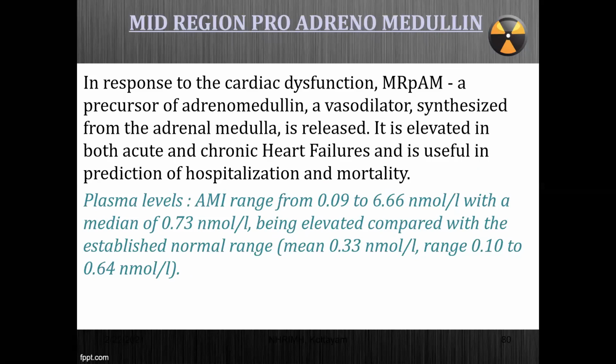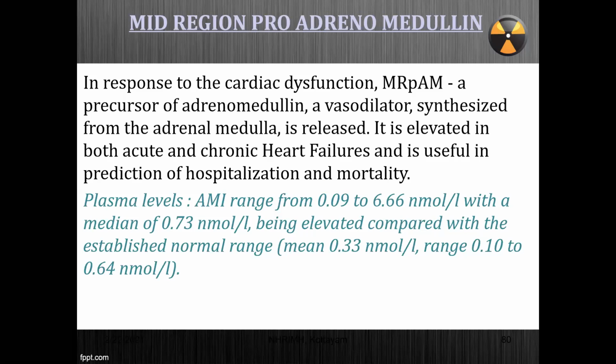Next, mid-region proadrenomedullin. Pro means just before the adrenomedulla releases the hormone. In between the formation or release of that hormone, this is released. When this is released, it indicates that not only is the hormone released, but before that it is released in a premature form, so there is some impending danger. It is a precursor of adrenomedullin, a vasodilator from the adrenal medulla.